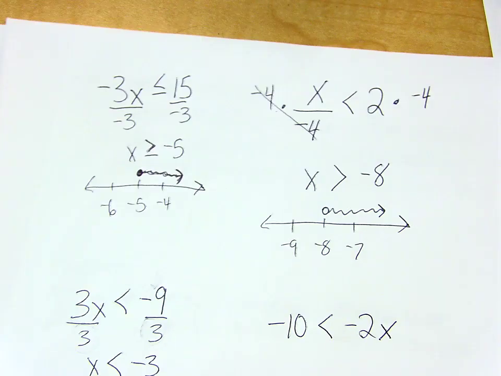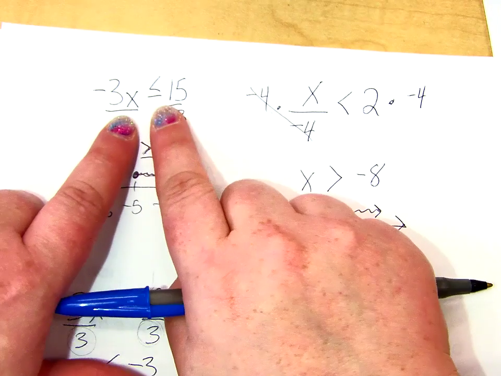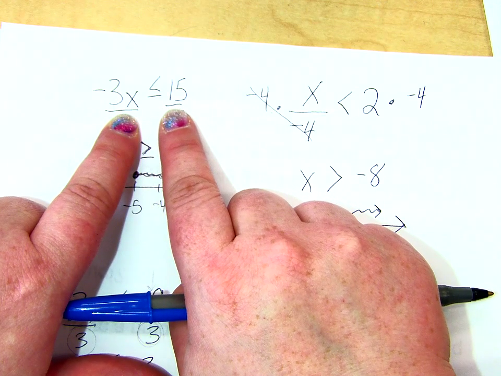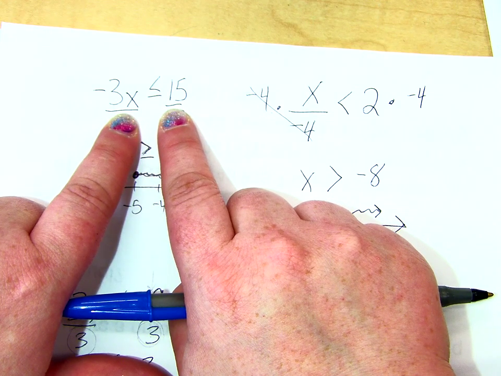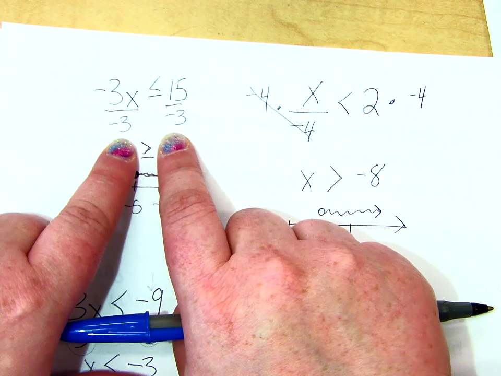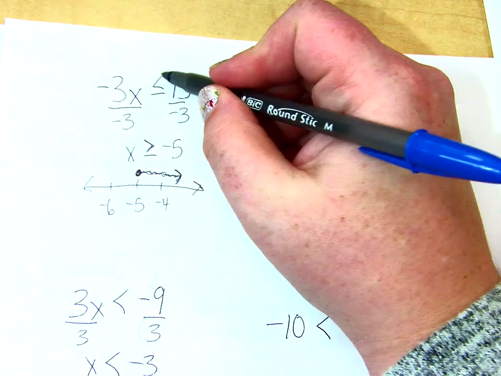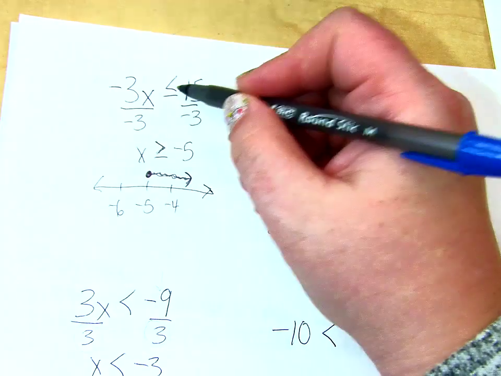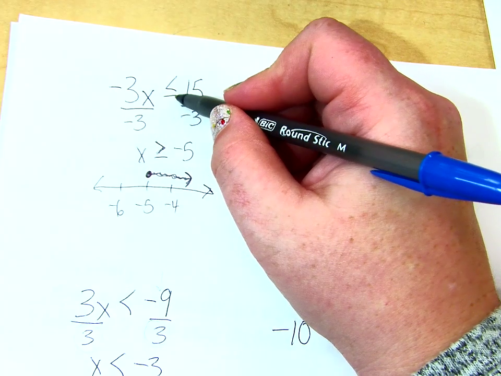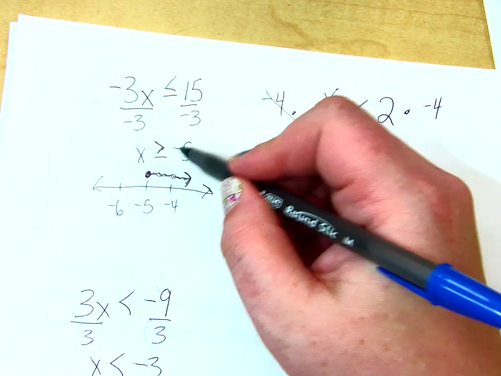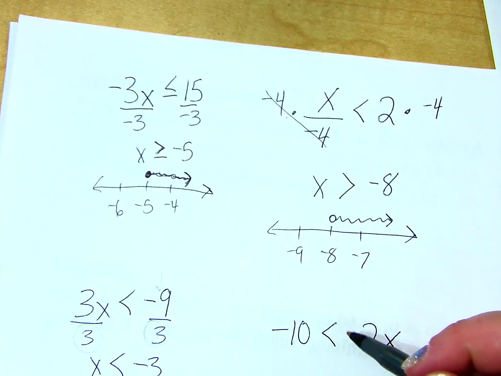So when we tried that on some of our problems, we had -3x is less than or equal to 15. You would normally divide both sides by -3, so we did exactly that. But since I'm dividing by a negative, I have to flip that symbol over. So it was a less than or equal to, now it's greater than or equal to. And then I can go ahead and graph that.